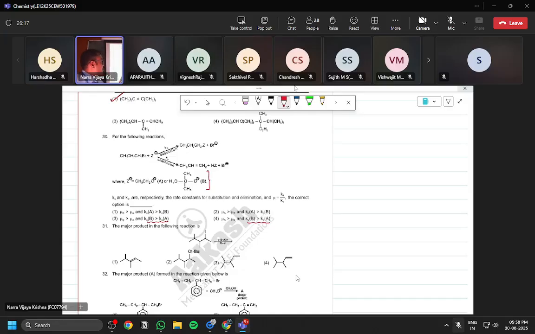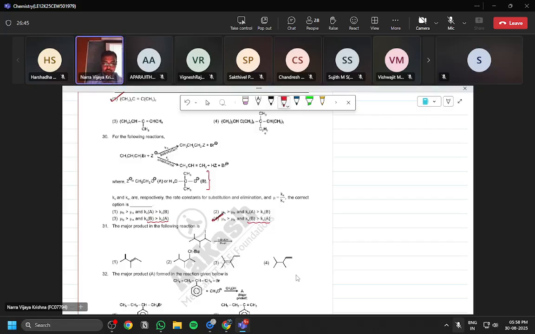In this case, substitution dominates. That means the rate of Ks will be greater than Ke. They have not given Ks, oh, they gave mu. Ks is more than Ke means mu of A is greater than mu of B. Mu of A is greater than mu of B. So the answer must be option 4.